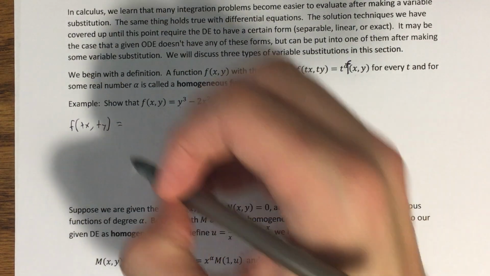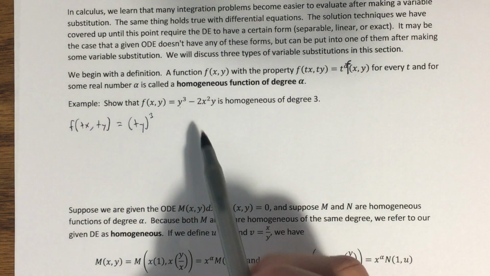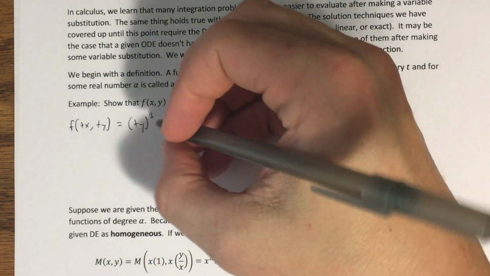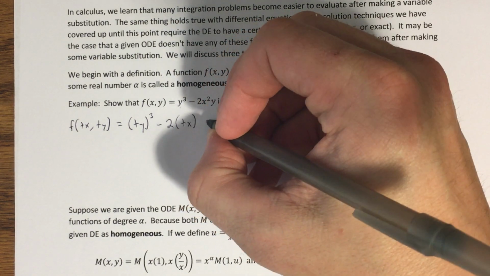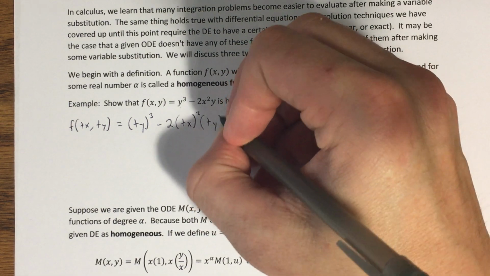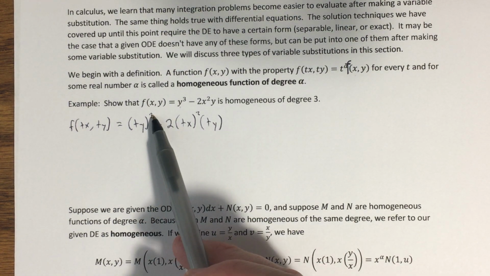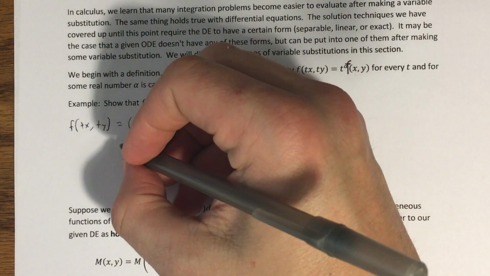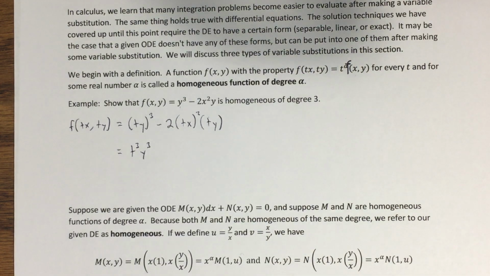So that y cubed becomes t y cubed. And that minus 2x squared becomes minus 2(tx) squared, and then that y becomes a ty. Now, if I were to combine some stuff here, use some exponent properties and multiply things together, it's very easy to see that this is equal to t cubed y cubed right here.